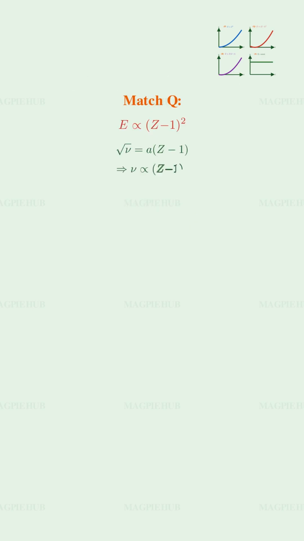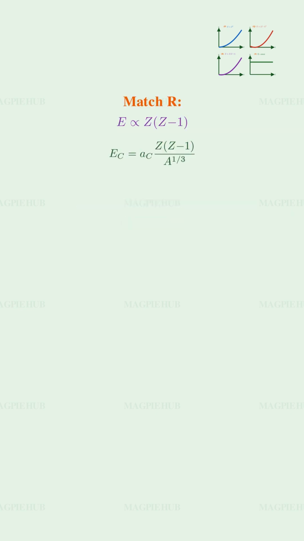Next, Q says E is proportional to Z minus 1 whole squared. By Moseley's law, the frequency of characteristic X-rays follows square root of nu equals a times Z minus 1. Squaring both sides, energy is proportional to Z minus 1 squared. So Q matches with 1, energy of characteristic X-rays.